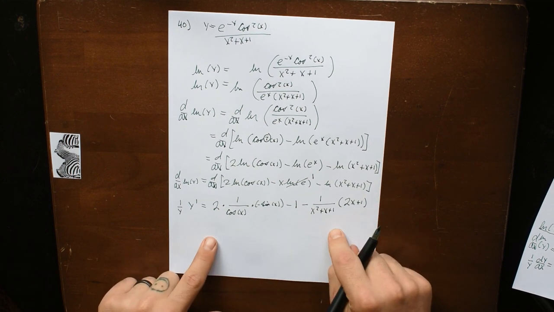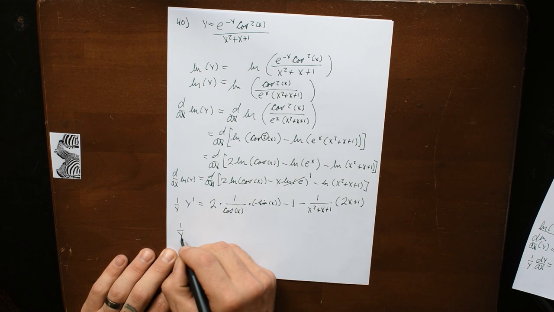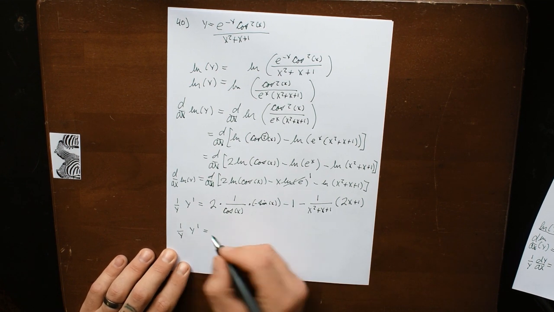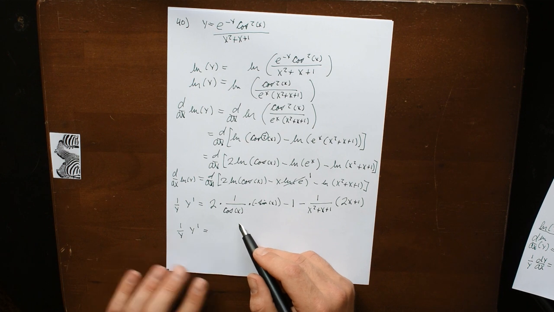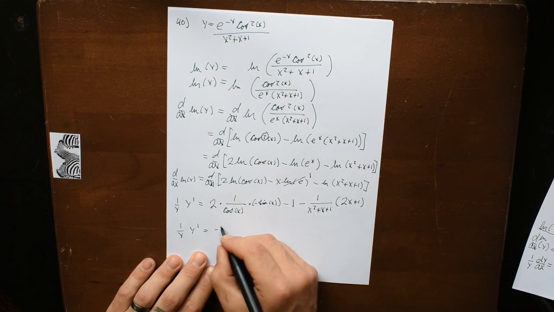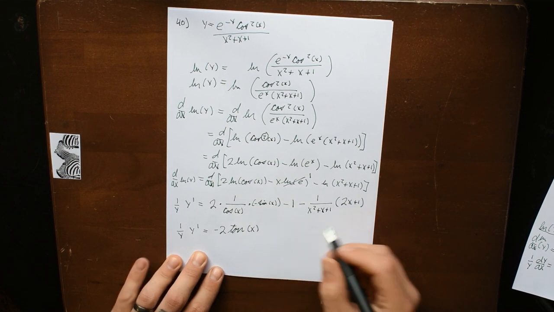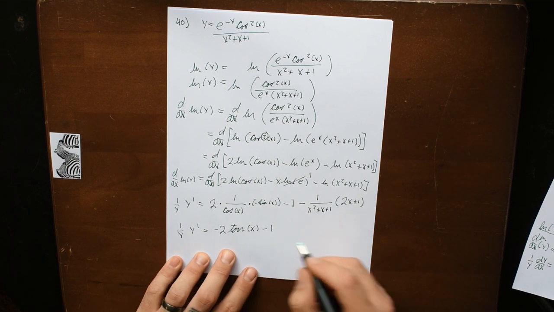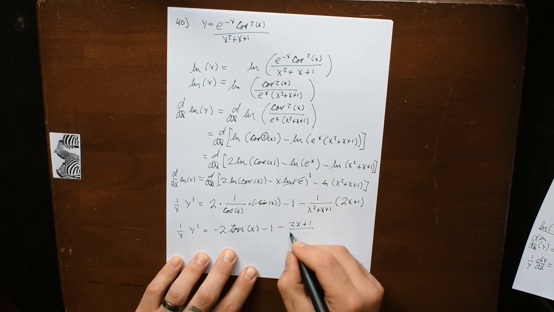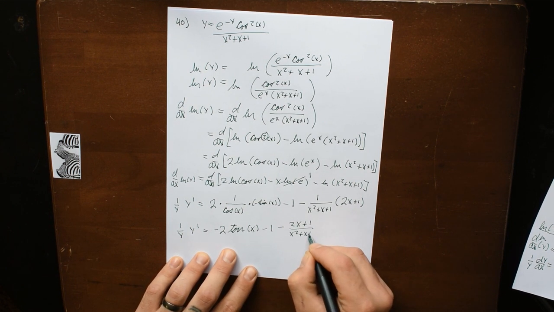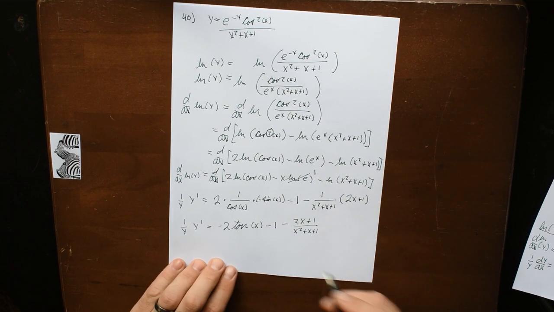At this step, I would highly recommend you just rewrite what you have. 1 over y times y prime is equal to, a sine divided by a cosine is a tangent, so we get negative 2 times the tangent of x minus 1 minus 2x plus 1 over x squared plus x plus 1. Final step is to solve for y prime.